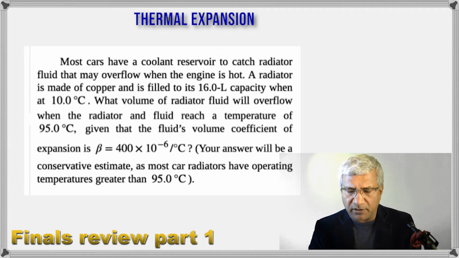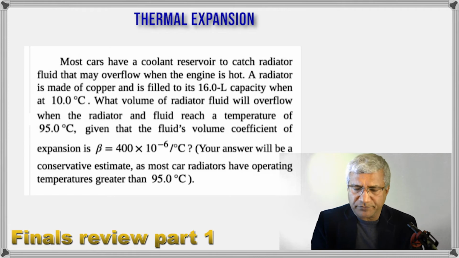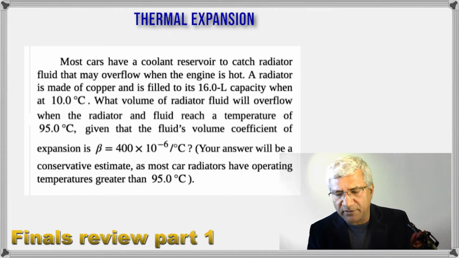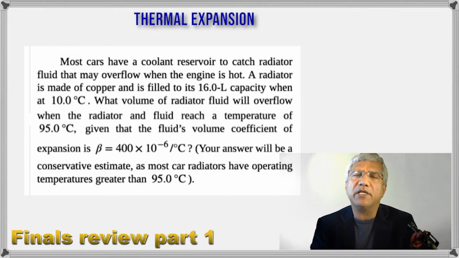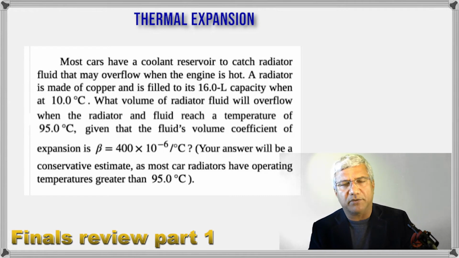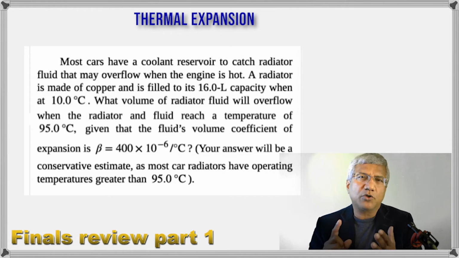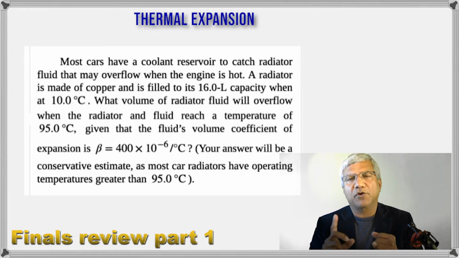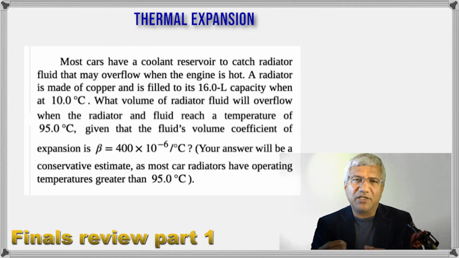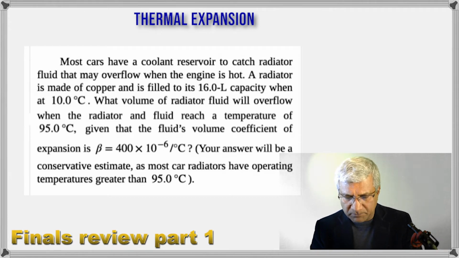The beta, which is the volume coefficient of the fluid, is given. You can see that there. And then we also need the expansion of copper, which we will get from the table. It will be given to you. So two things expand here: the radiator, which is made of copper, expands, and also the fluid, the coolant, expands. Both expand. And we have to find out what volume will overflow.